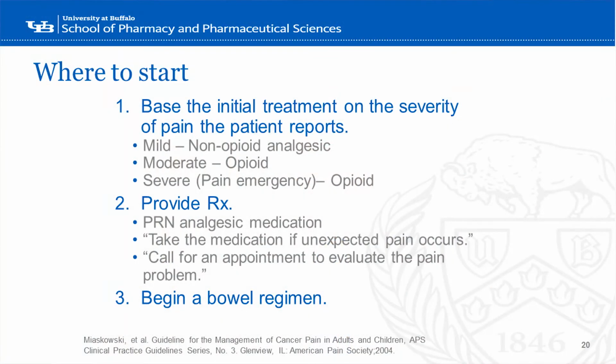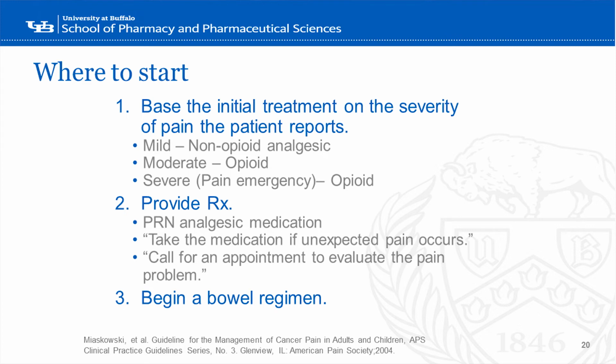So the next step, after doing the assessment and determining where you want to start, is to get that prescription, get that medication to the patient. A PRN analgesic medication is the first step, with clear instructions to take this medication if unexpected pain occurs, and to also include in that instruction that if that pain comes back, make sure you start that next dose. Do not wait until the pain becomes so severe that another dose won't be helpful.